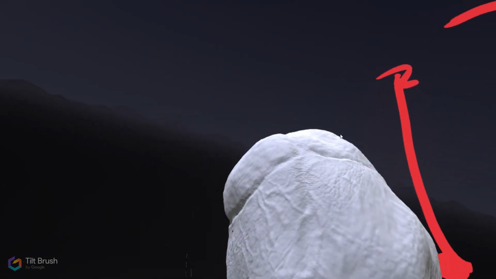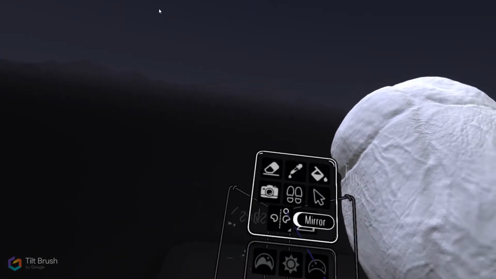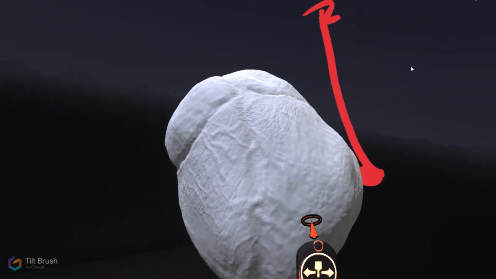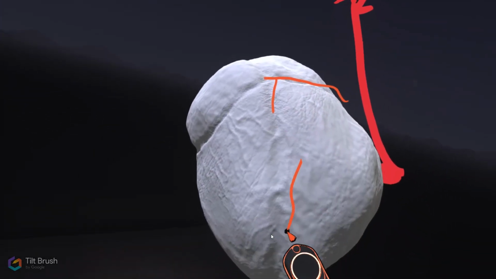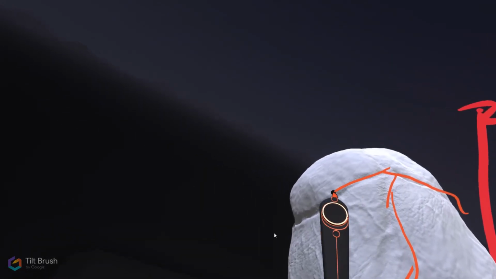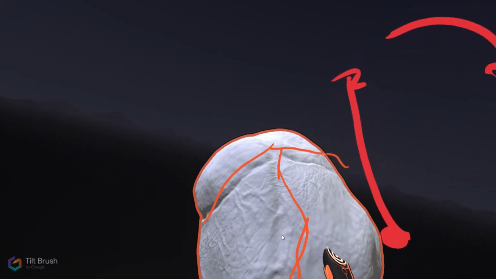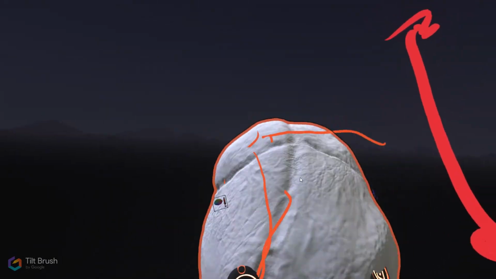Look at the other side of the heart here. We can do a quick demonstration. We have arteries and veins that come down the heart and wrap around. Okay, so this is just a quick demonstration.